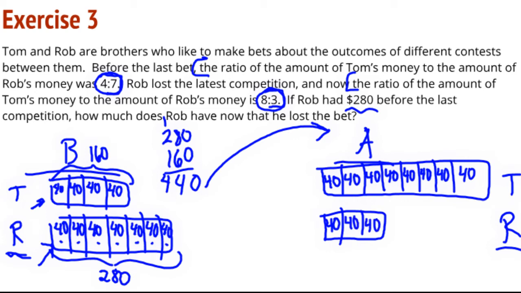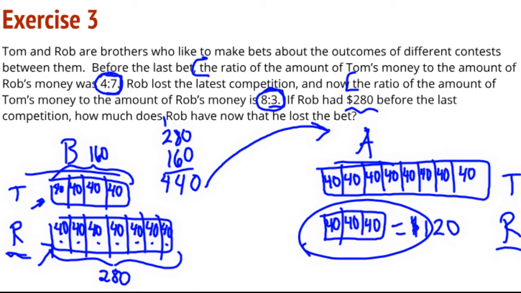And that helps me see that Rob has 40 times 3. He's now got $120. He just went down 160 bucks. That did not go well. Tom, on the other hand, hey, things are going great. He's up 160 bucks.